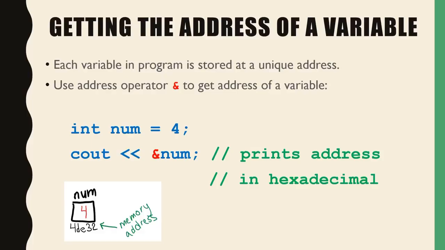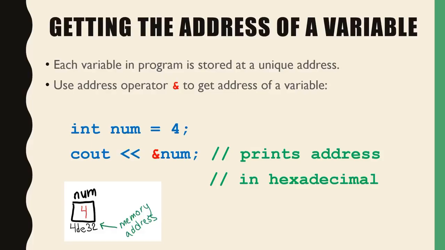which remember has 16 digits including 0 through 9, and then it starts to use letters. So A is 10, B is 11, and so forth. So in some of my slides, I just make up a memory address, and you'll notice that it has letters and numbers because that's what a hexadecimal value looks like.